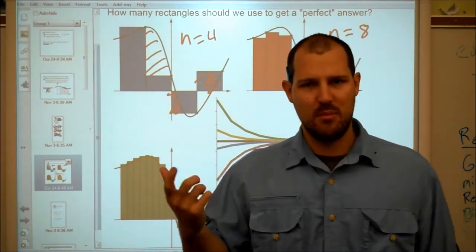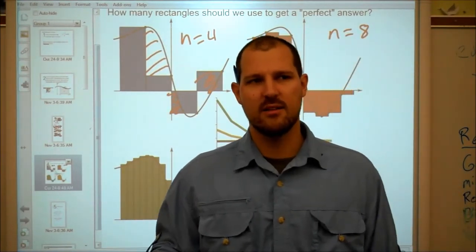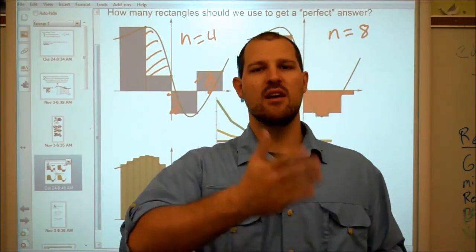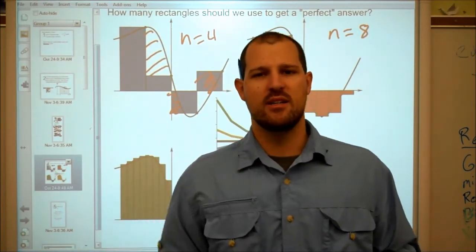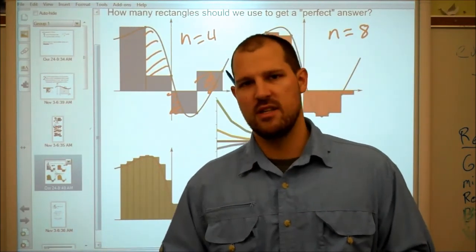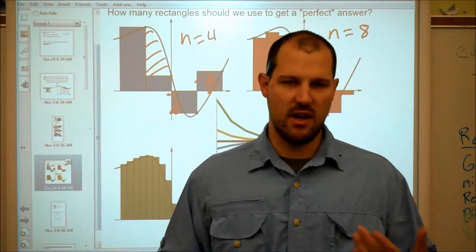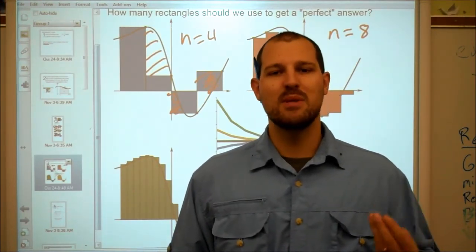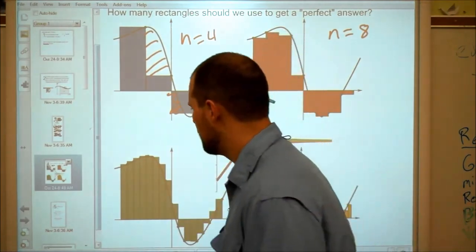Now, what if we wanted it to be perfect? What would n have to be? It would have to be infinite. We'd have to just keep slicing rectangles all day long until this became perfect. Now that's not very practical. So when a mathematician finds something that's not practical, they have to either find new notation or a new way of expressing that or a new method. And that's specifically what an integral is.